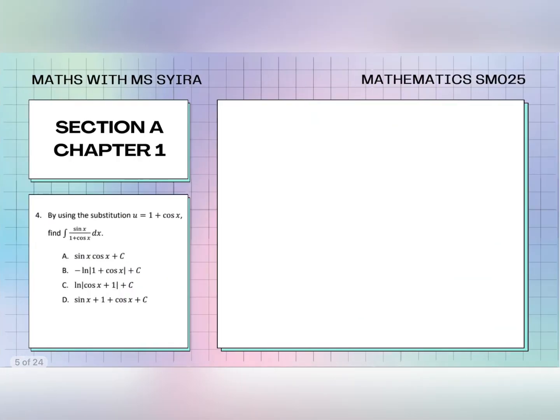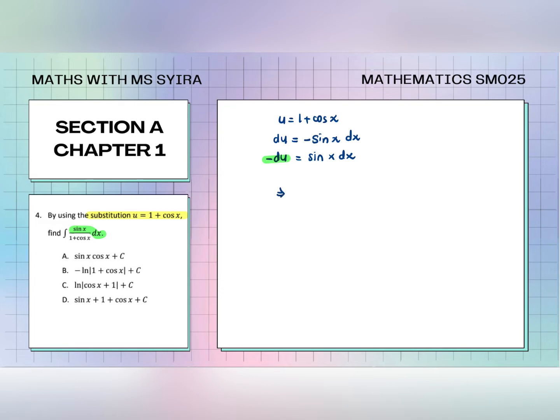Now question number 4. Using substitution, u equals 1 plus cos x. So what should we do with u? We differentiate. So du will be equal to, differentiate cos x will be negative sine of x dx. And if we rearrange, we have negative du equals sine of x dx. Now let's substitute sine x dx here. Sine of x dx will be equal to negative du.